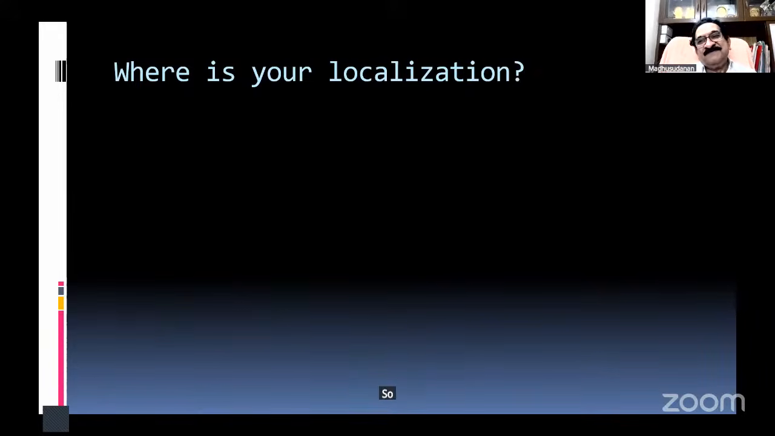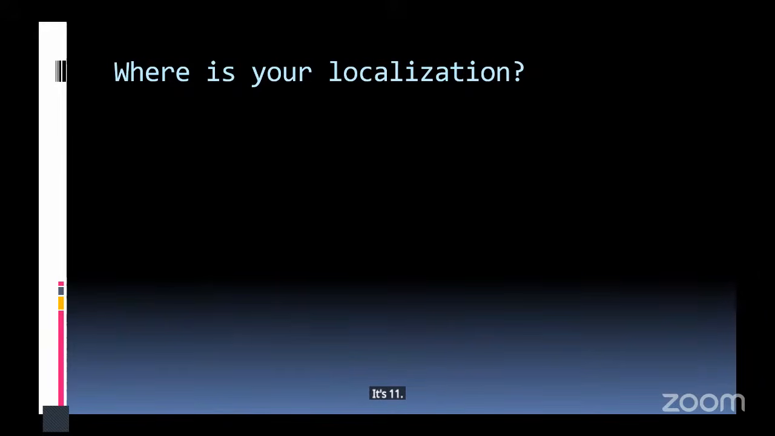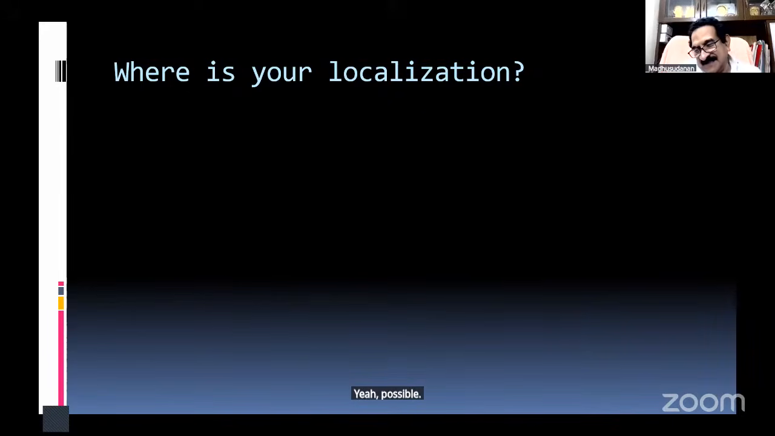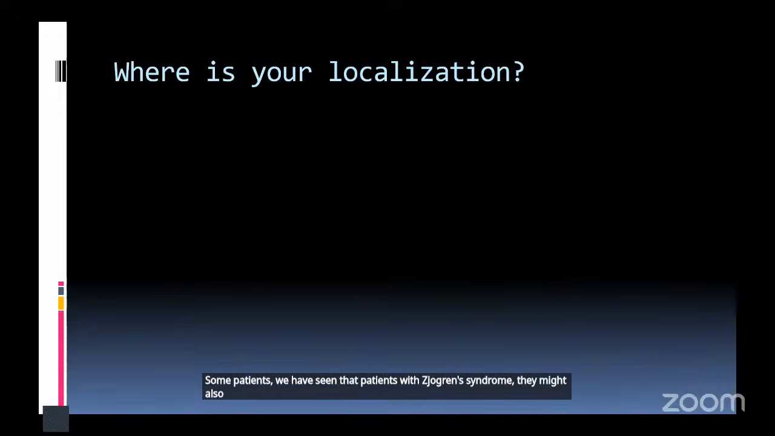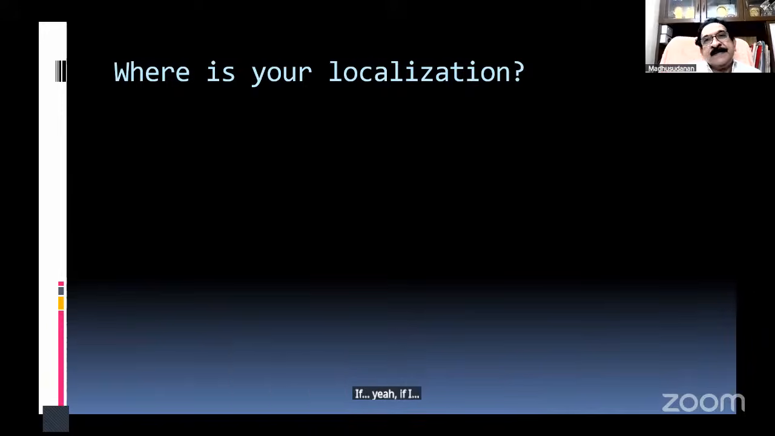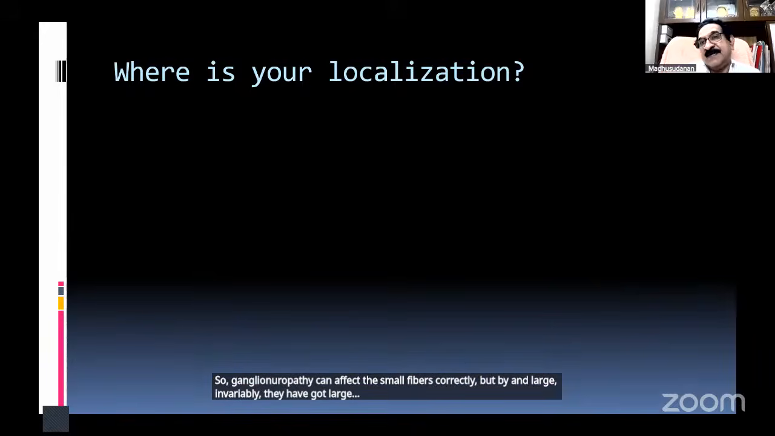So where are we now? Multiple radiculopathy is possible, but it is difficult to explain only painless patchy loss like that. Ganglioneuropathy can also be a cause, because in some patients with Sjogren syndrome we have seen lower cranial nerve involvement along with multiple patches. Ganglionopathy can affect the small fibers, but by and large it mainly affects the large ganglion cells.